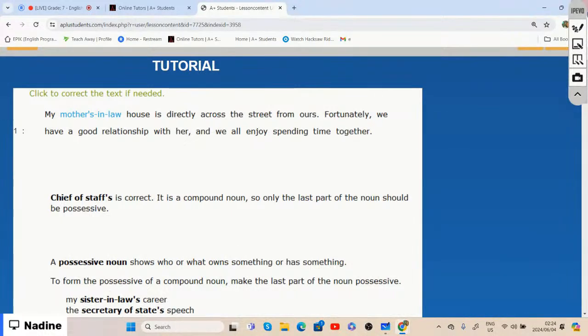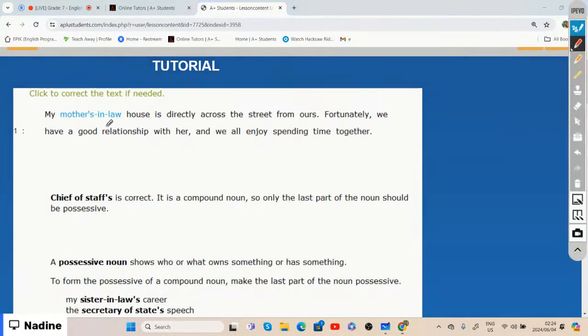If we were to correct this word mother in law, then we're not going to put the apostrophe and S by mother. We're going to put the apostrophe and the S by the last part of that noun, which means that we're going to say my mother-in-law's. So my mother-in-law's house is directly across the street from ours. Fortunately, we have a good relationship with her and we all enjoy time together.